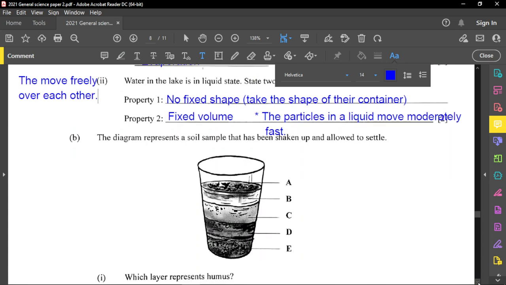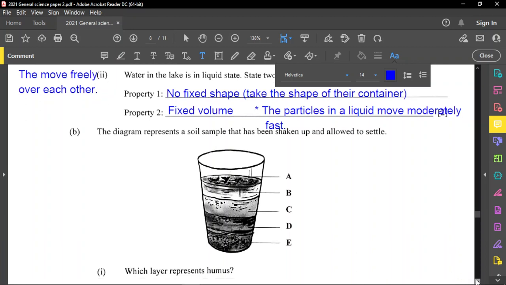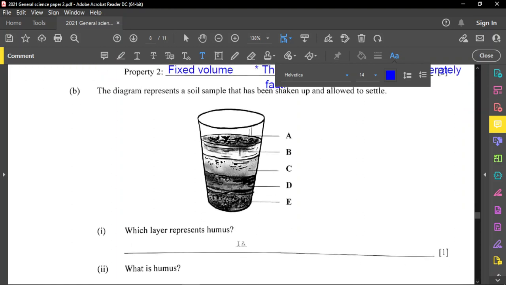All right, now the diagram presents a soil sample that has been shaken up and allowed to settle. So you put some water into the soil, you shake it up and let it settle. Let's see what they ask. Which layer represents humus? The top one is the humus, so A will be our answer there.